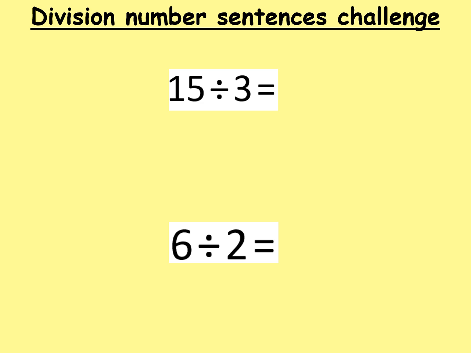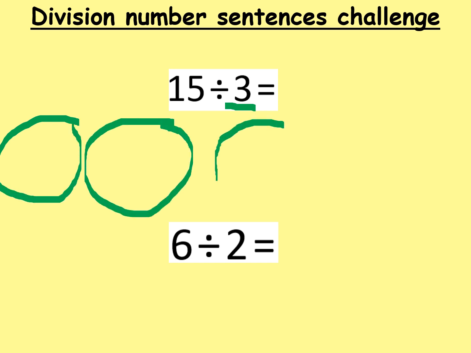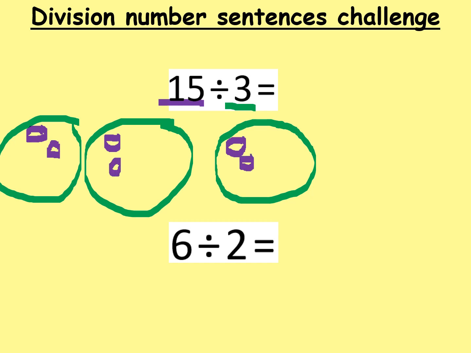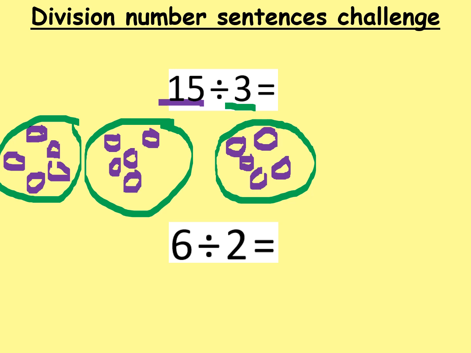So first thing we need to do is draw our 3 groups. So I'm going to have 1, 2, 3. There's my 3 groups. And I'm sharing 15. So I need to share 15 equally. I must stop at 15, so I've only got 15. Let's do it. 1, 2, 3, 4, 5, 6, 7, 8, 9, 10, 11, 12, 13, 14, 15. Stop.